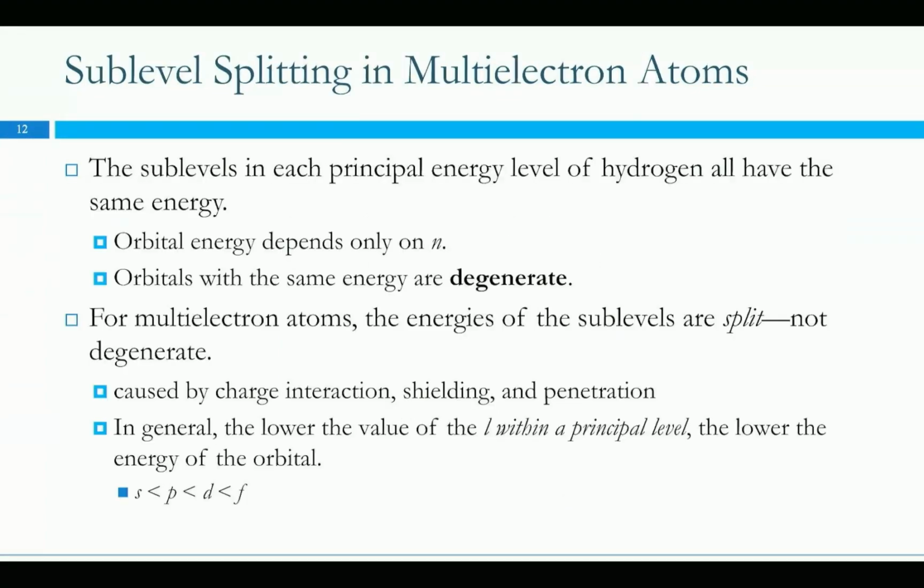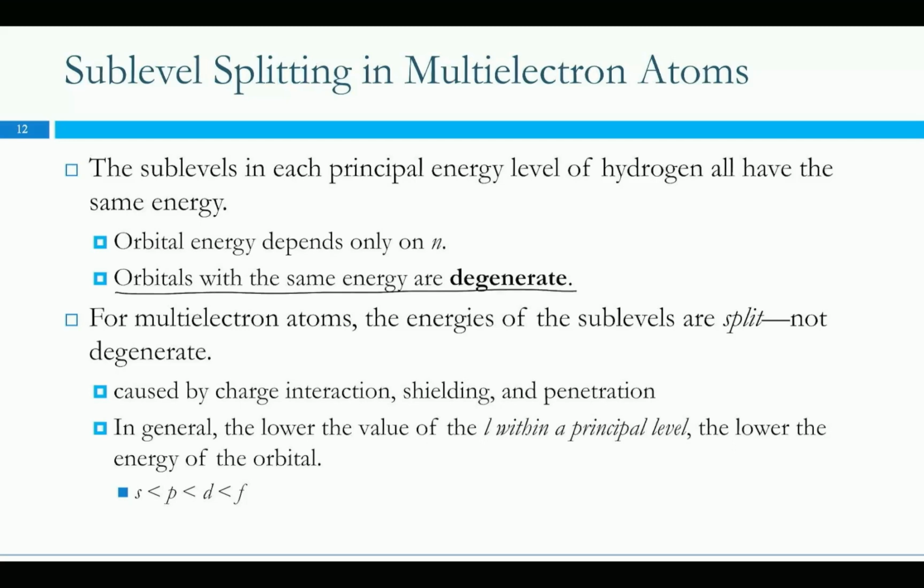Okay, so that was 2 electrons, but we can have way more electrons depending on the element. So sublevels in each principal energy level of hydrogen all have the same energy. If we're just looking at hydrogen, really there's just one s orbital essentially at each level. But sometimes we end up with orbitals that are the same energy.